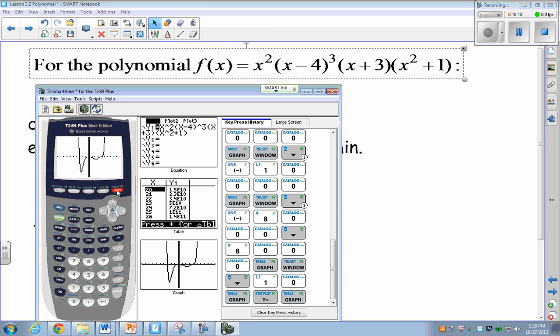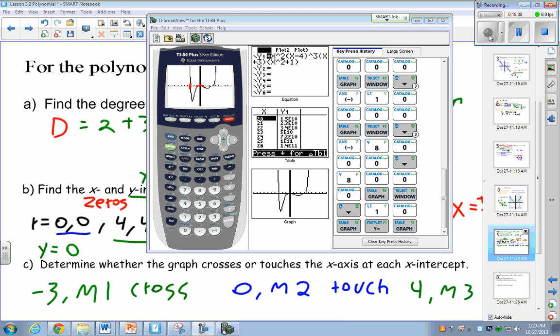And so I just ended up messing around with my own window and got this as my function. Let me make sure I'm saying this right. -3 had a multiplicity of 1, so it just went straight through. 0 had a multiplicity of 2, so it bounces off like this. And 4 had a multiplicity of 3, and you see how it snakes up like that? So now we've shown everything graphically.